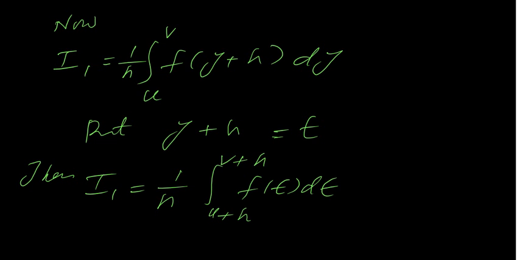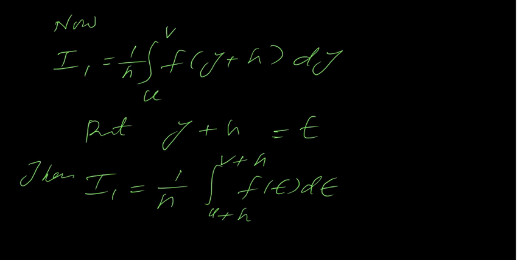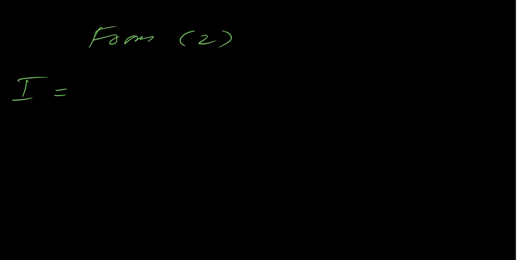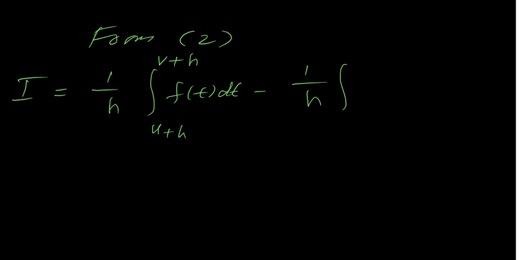So let me substitute this value again in (2). Therefore from (2) we have this integral I, which is equal to I1 minus I2. What's our I1? So I1 is 1 over h integral from u plus h to v plus h of f of t dt, minus that I2, which is equal to 1 over h integral from u to v of f of t dt. Okay, so this is it.